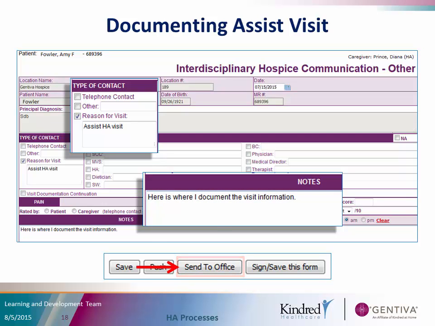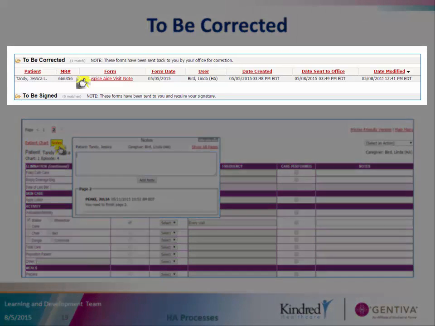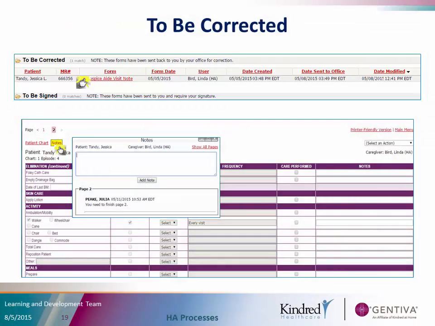Now let's cover how to correct forms. When visit notes are sent to the office, they will be processed for review and billing. If there are errors or missing information on the form, the office will send it back to you for corrections. The form will display in your To Be Corrected folder. Click on the blue arrow beside the form to open it.